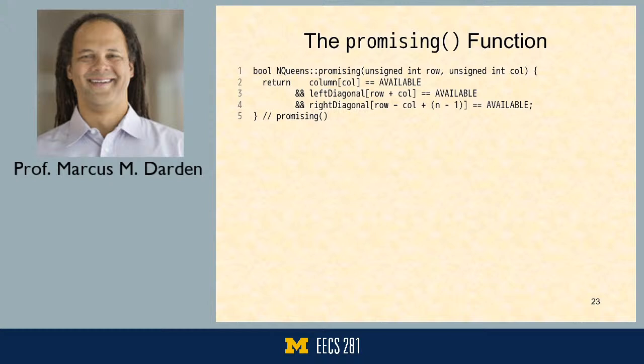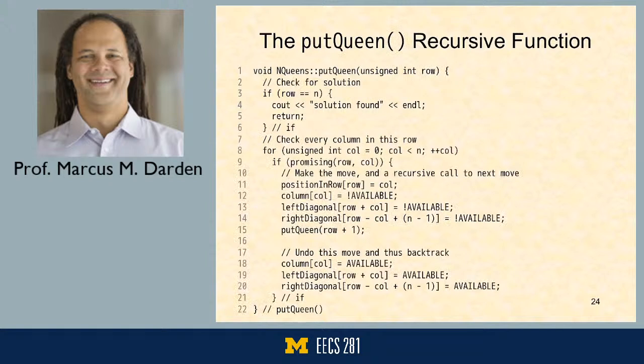So here's my promising function. Now, it seemed a lot more complicated when you probably thought about this in a two-dimensional way, but now this is a collection of three one-dimensional simple questions. Is the column available? Is the diagonal available? Is the other diagonal available? I can just return the conjunction of all of that, right? Perfect. If column is available and left diagonal and right diagonal are available, then it's promising. That's it.